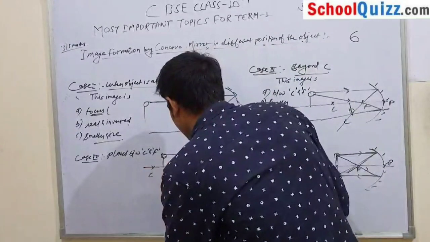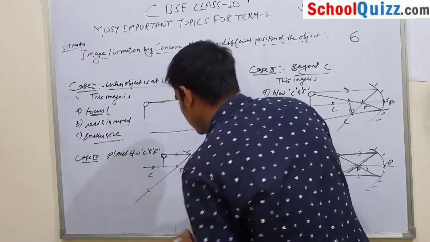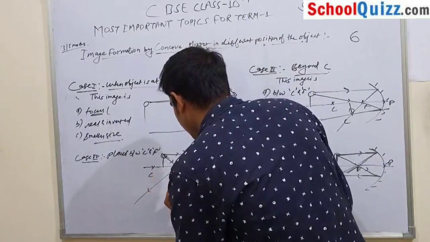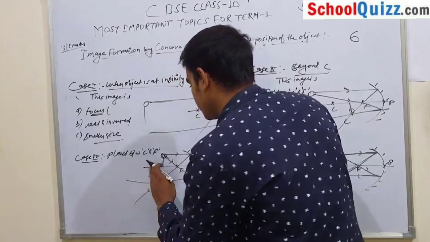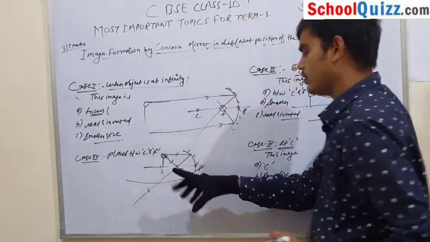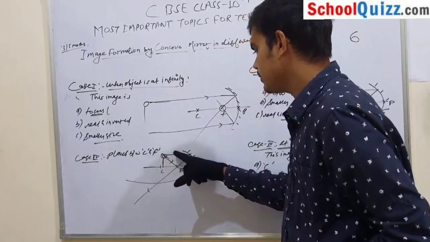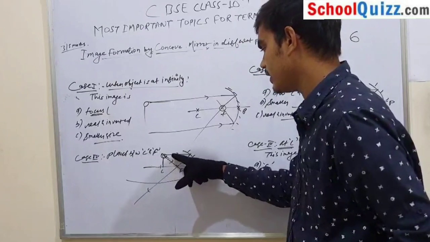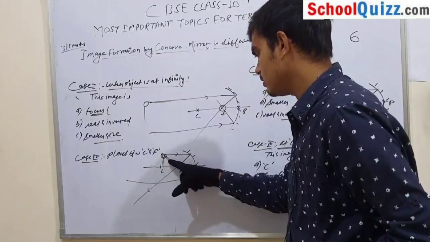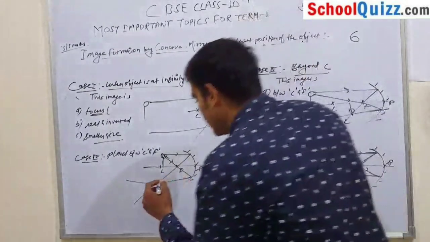One ray which is parallel to the principal axis passes through the focus, and another ray which passes through the focus becomes parallel after reflection. The object is between the center of curvature and focus. As the first ray is parallel to the principal axis and passes through the focus, and the second ray passes through the focus and becomes parallel to the principal axis, these rays meet at this point.